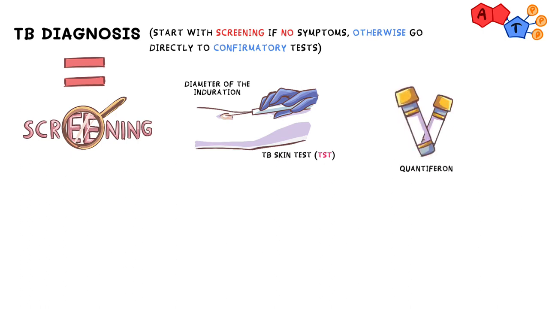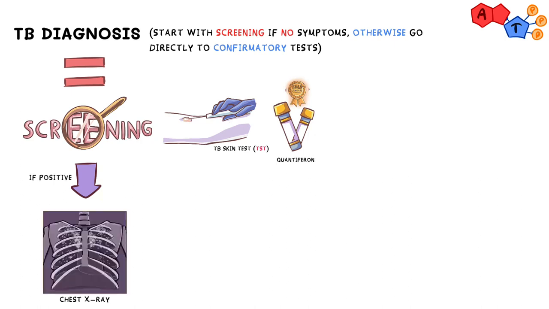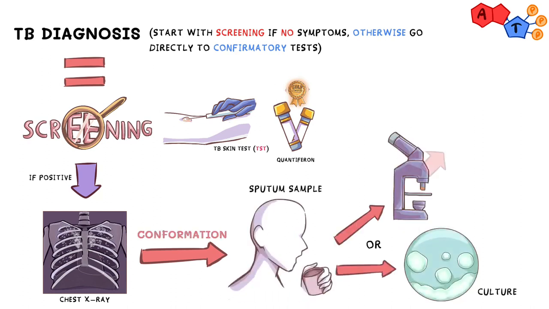Quantiferon TB Gold test is a new test for TB, and it has a very high specificity and sensitivity, and thus is considered the gold standard test for latent TB. So for the diagnosis, after screening with either TST or quantiferon, if they come back as positive, we can proceed with a chest X-ray. If it has suggestive findings of TB, then the confirmatory test would be a sputum sample to stain for acid-fast bacilli.